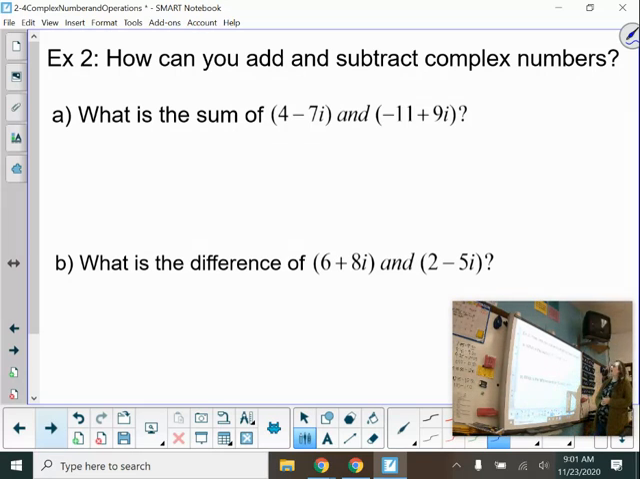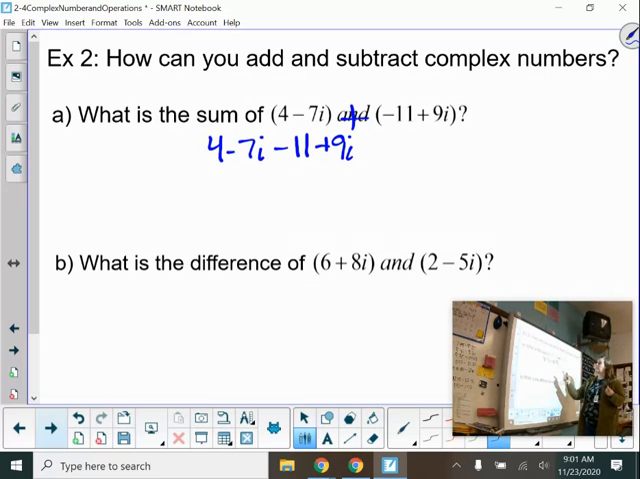Okay, example 2: how can you add and subtract complex numbers? Part A is asking us for a sum, part B is asking us for a difference. This section is supposed to be easy, because all you're really doing is combining like terms. For part A, sum means addition, so I would be adding these two terms together. Because I'm adding, I can basically ignore the parentheses. When I add this negative 11, it still just stays minus 11.